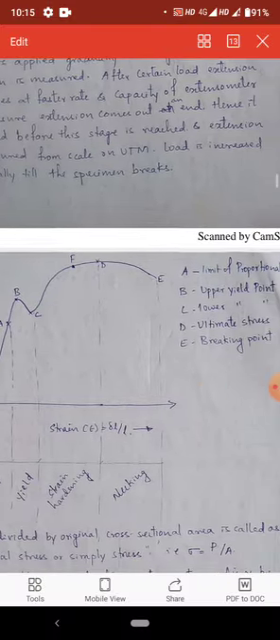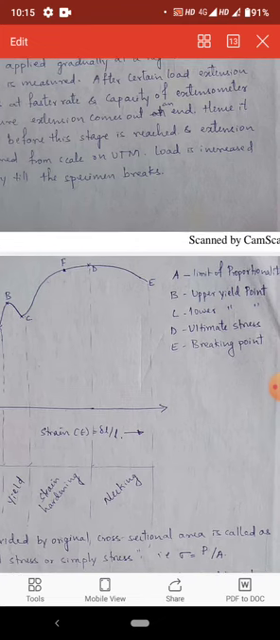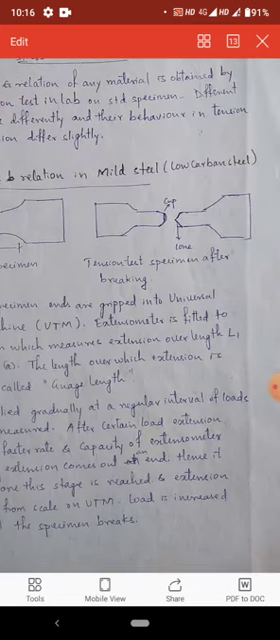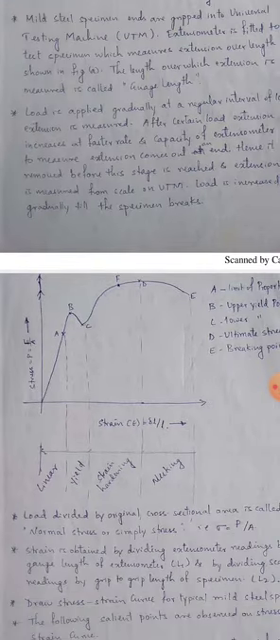Then point D is the maximum capacity. That point is the ultimate stress. Then the material loses its strength capacity, therefore the graph decreases from D to E. But point E is the breaking point, which means that the material breaks in the form of a cup and cone shape. Therefore, you have to understand these five points.